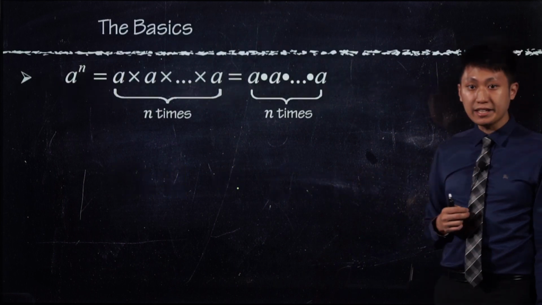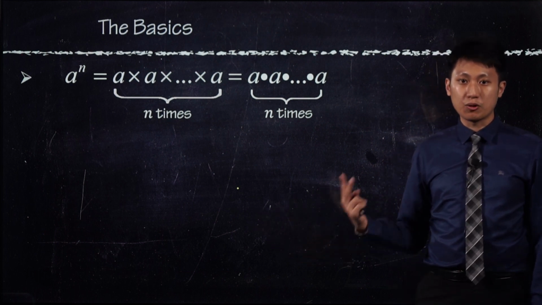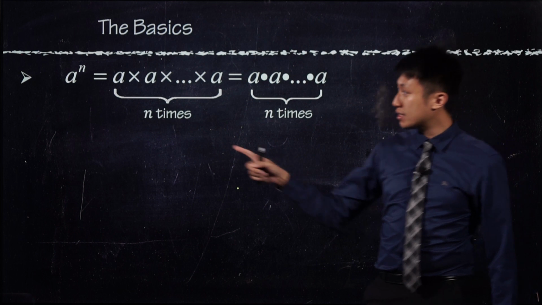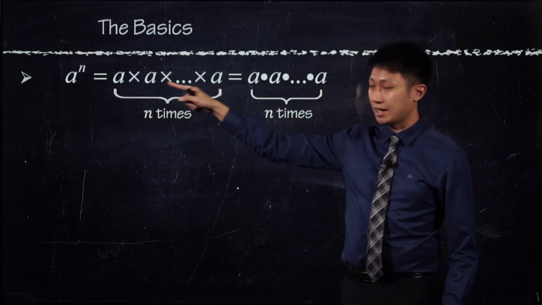So, a to the power n, you know what it means, right? a squared means a multiplied by itself twice. So, a to the power n means multiply this a, n times. So, you can write it with a cross.